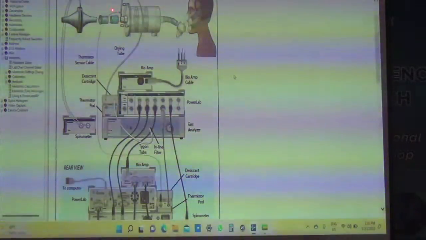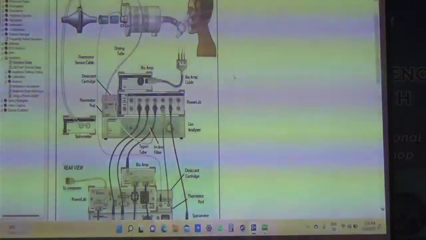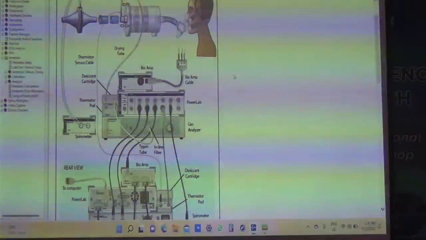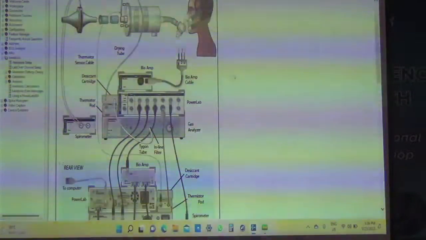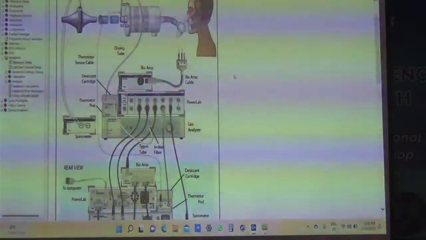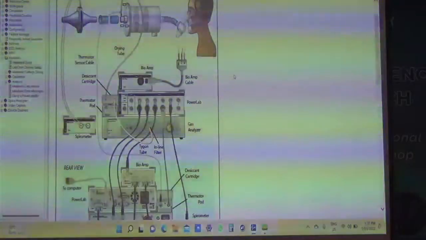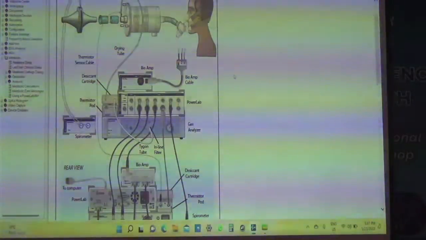And you can see there is a small sample port which is taken through a small desiccant cartridge and connected to a gas analyzer. What we are measuring is the concentration of oxygen and carbon dioxide. So this gas analyzer will give us a percentage of O2 and CO2, and the spirometer will give us the tidal volume. Suppose our tidal volume is 1 liter, and the O2 sensor says 20% is your oxygen, so that means 200 ml will be your oxygen.